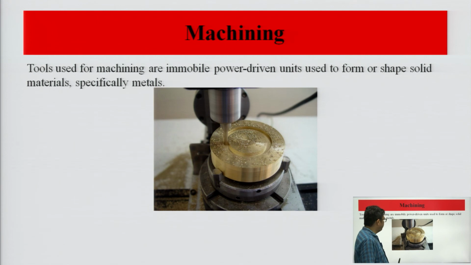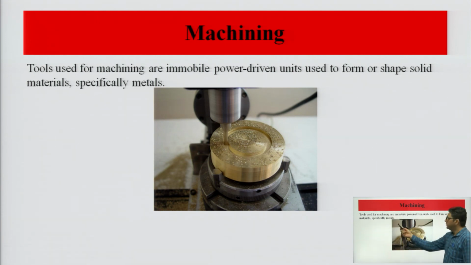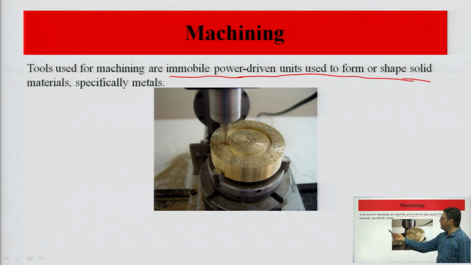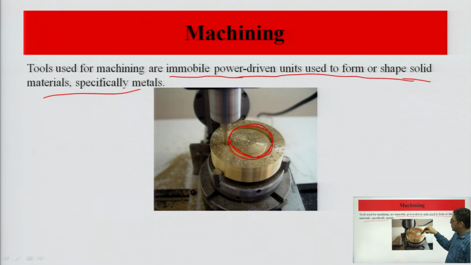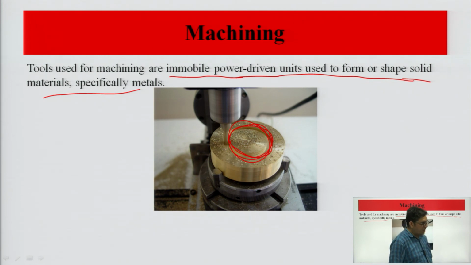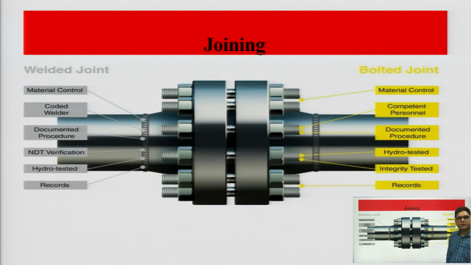The tools used for machining are immobile, fixed, power-driven units used to form a shape from solid material. So, this machine, which is immobile, fixed, and driven by power, is used to shape the material, and a particular product has come into shape. This process is known as machining.